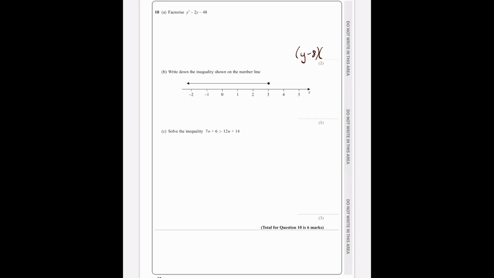Question 10, simple factorising: y minus 8, y plus 6. For question B, that's x is less than or equal to 3. And for C, I bring the w's onto the right-hand side of the inequality and the numerical components onto the left.